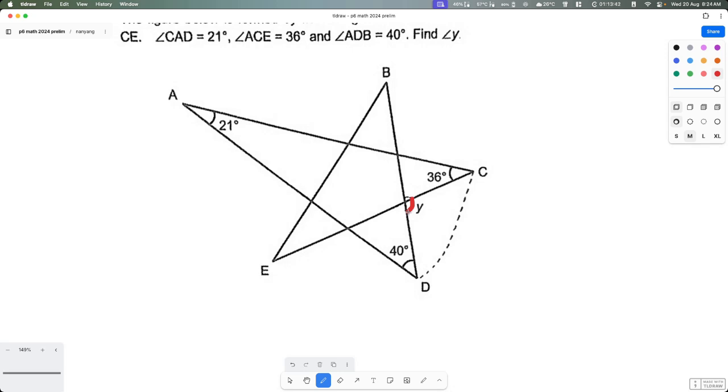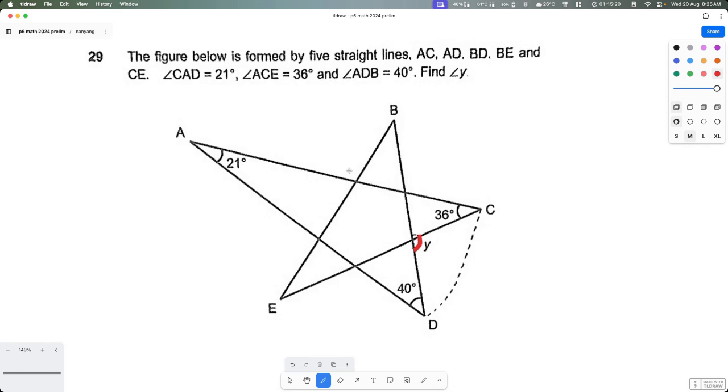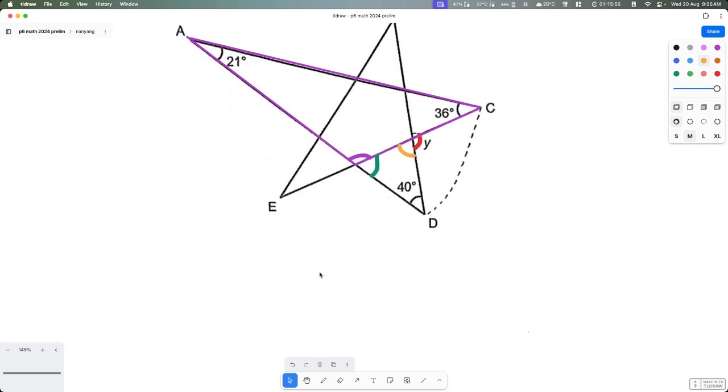Okay, so what we can do is, first we can form triangles, right? So with this, I'm going to use purple. So we can first form this triangle, right? This one, this triangle. Why we can form this triangle is because we can find this angle over here. Once we find this angle, then we can find another angle, which is just this angle. Once we find this green angle, then we can find this yellow angle. And once we find this yellow angle, we can find Y, which is just one straight line over here. Okay, so let's get started.